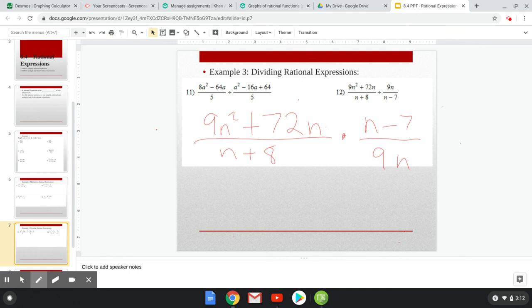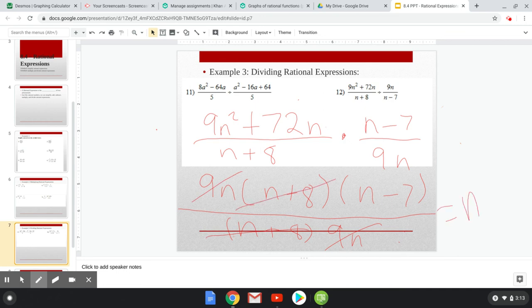So all we need to factor is the numerator of the first fraction. So we're going to pull out a 9n. So we have an n plus 8 times n minus 7 over n plus 8 times 9n. So our 9n's will cancel, our n plus 8's will cancel, and our final answer would just be n minus 7. So that's division. Basically, you flip the second fraction, and then it's exactly the same as multiplying after that.